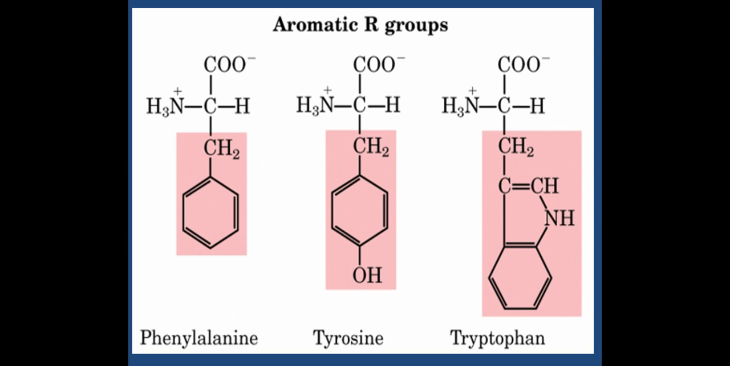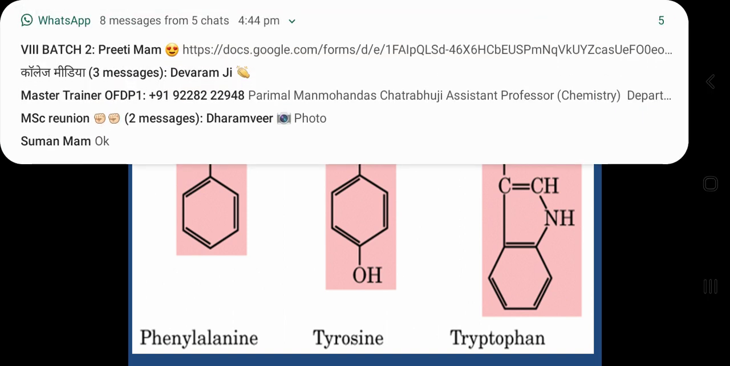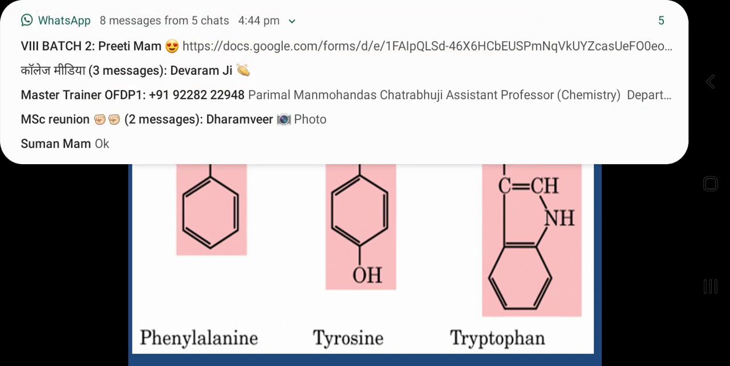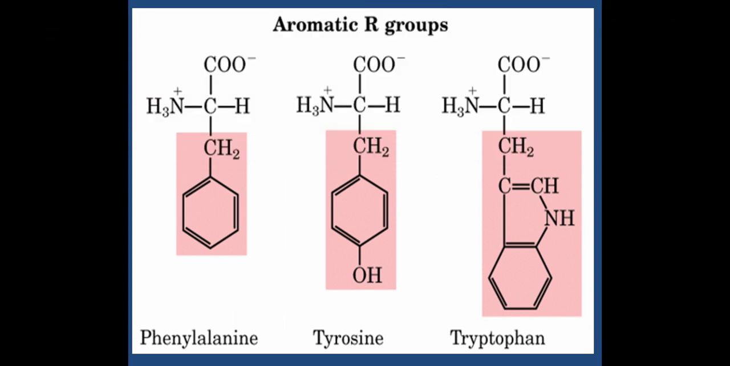Tryptophan. Tryptophan is an aromatic amino acid which is a derivative of indole. It is the only amino acid which is completely destroyed upon acid hydrolysis. And tryptophan is the most complex amino acid found in proteins.